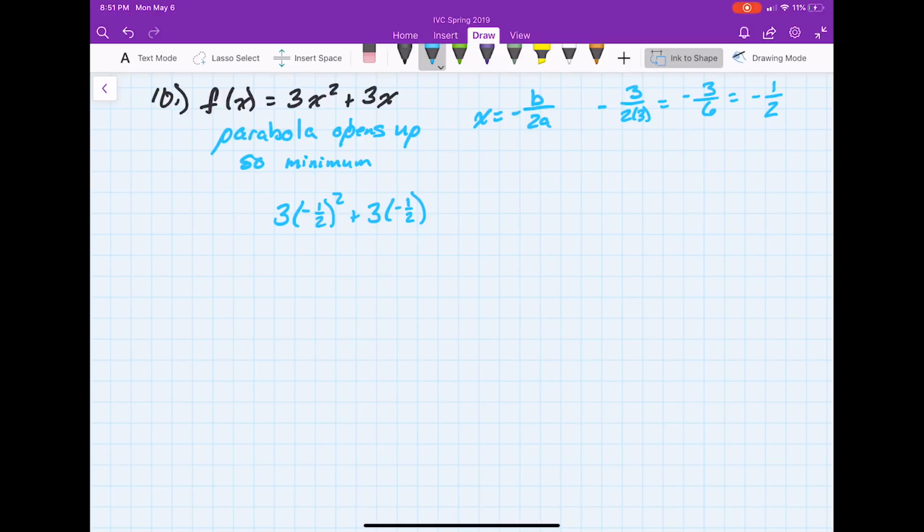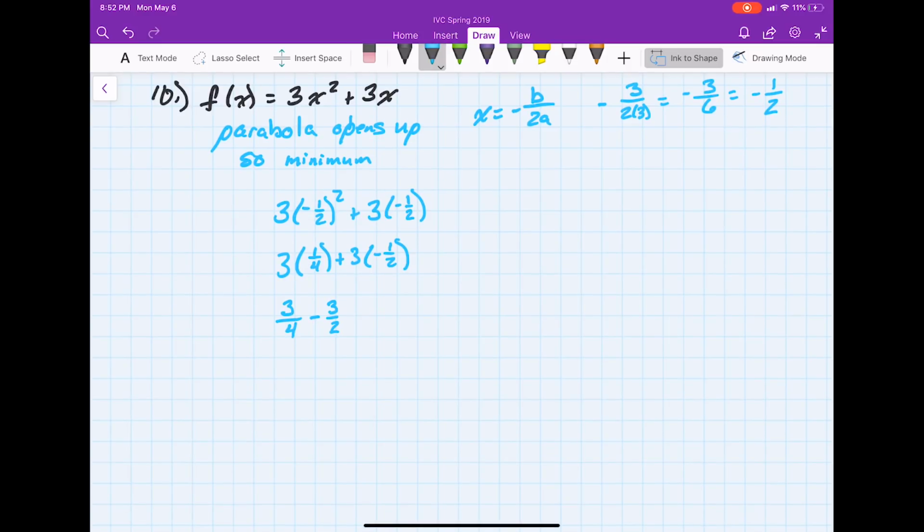Now 1/2 squared is going to be 1 over 4. So 3 times 1/4 plus negative 3/2. So 3 times negative 1/2, that's going to be negative 3/2. So this is 3 over 4 minus, because that negative and a plus changes to a minus, 3 over 2.